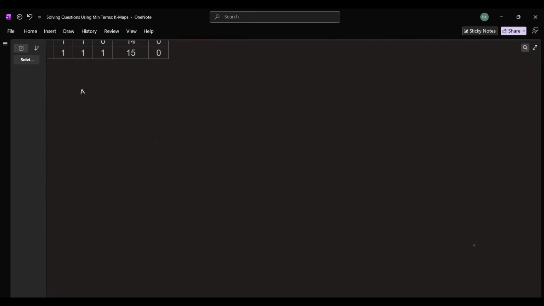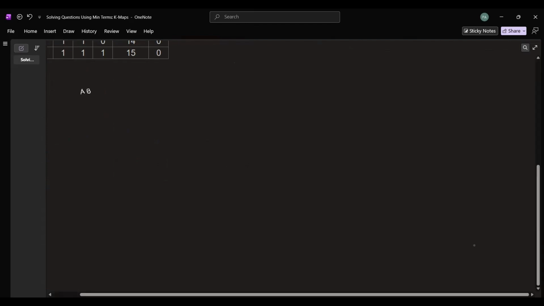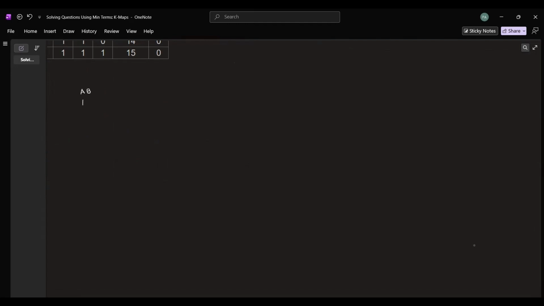Let's say we have an input system called AB, a 2-input system. Since there are only 2 inputs, that means we have 4 possible combinations, because 2 to the power 2 is equal to 4. So there are 4 possible combinations for inputs, then the K-map also should have 4 cells.